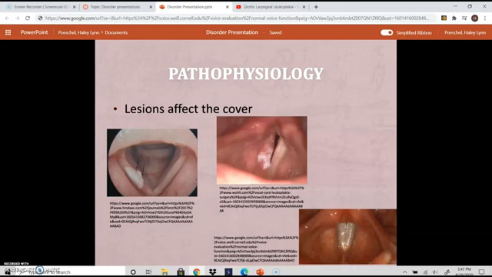Below are pictures of lesions compared to normal vocal folds. So here's a unilateral lesion on the vocal fold, as well as this one. This is a visual of what the vocal folds look like when they are closed with a lesion. And this is a normal vocal fold closed. As you can see, these can close completely, whereas the ones up here with the lesions are not able to.